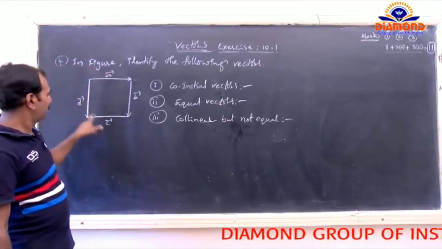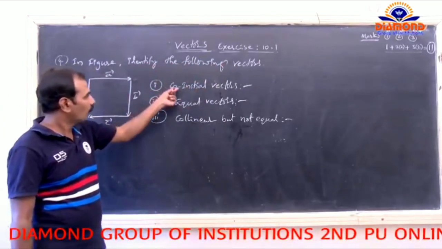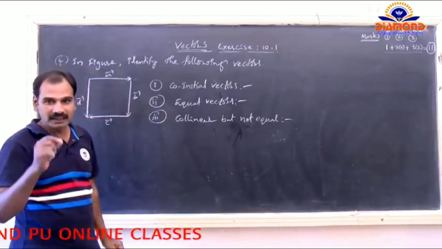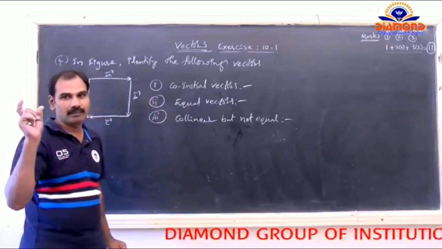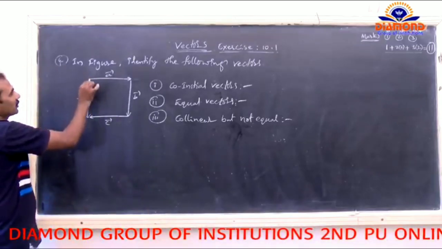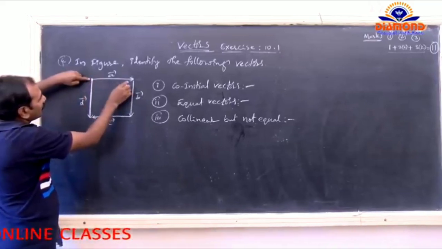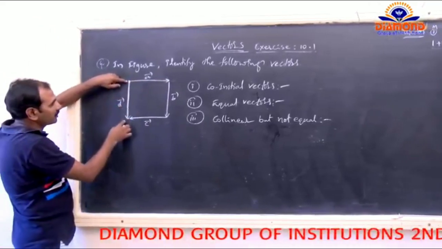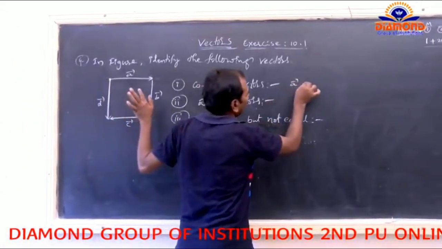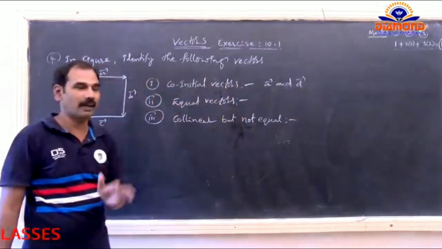In a figure, means this. Identify the following vectors. So simple. Co-initial vectors. Co-initial means the initial point is same. These two vectors. What is that? This A vector initial point, and D vector initial point also same. So that's why A vector and D vector, both initial points are same.